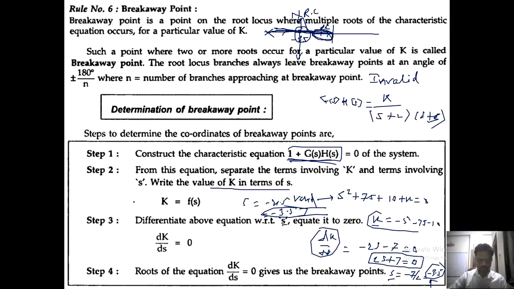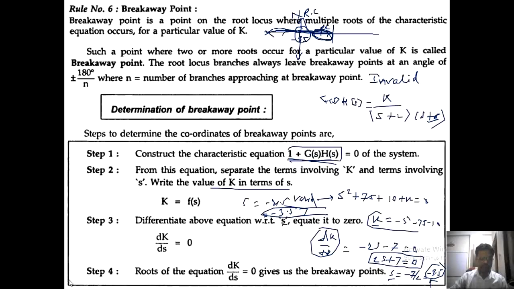Before we go for the breakaway point, what is a breakaway point? It is a point where two branches of the root locus come toward each other and collide. They will collide with each other and then intersect or split. So the point of collision is known as a breakaway point.